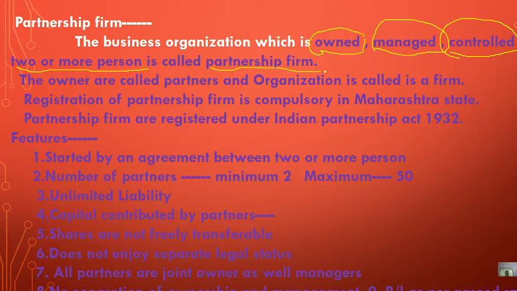It means that if the property of their business, the assets of their partnership firm, is not sufficient to pay the debts or loans of the firm, then their personal or private property is also used for the payment of loans or debts of the firm. It is known as unlimited liability of partners.